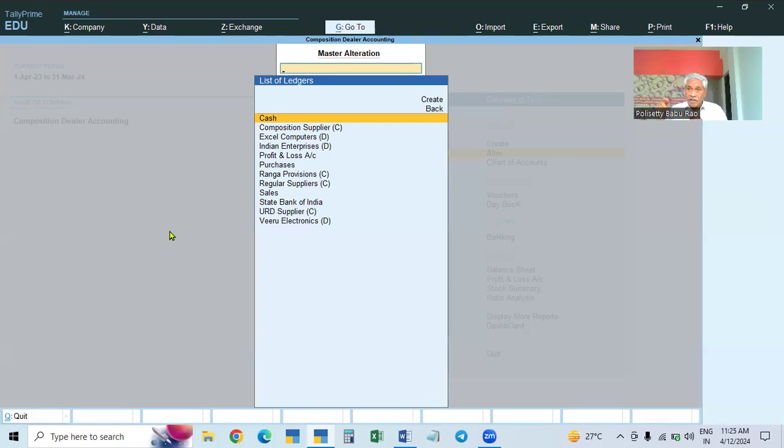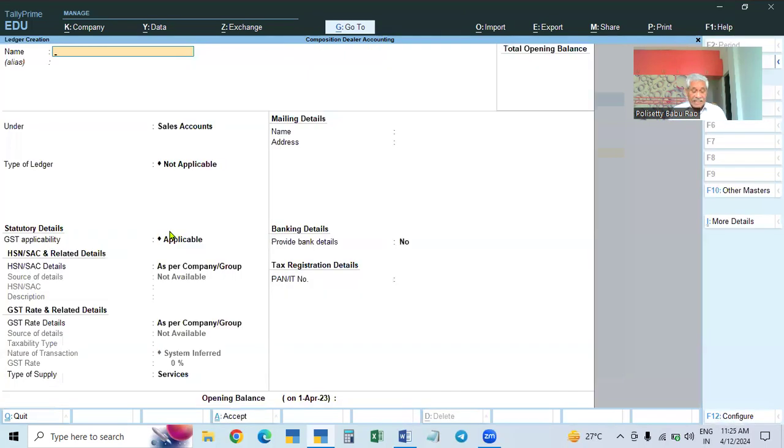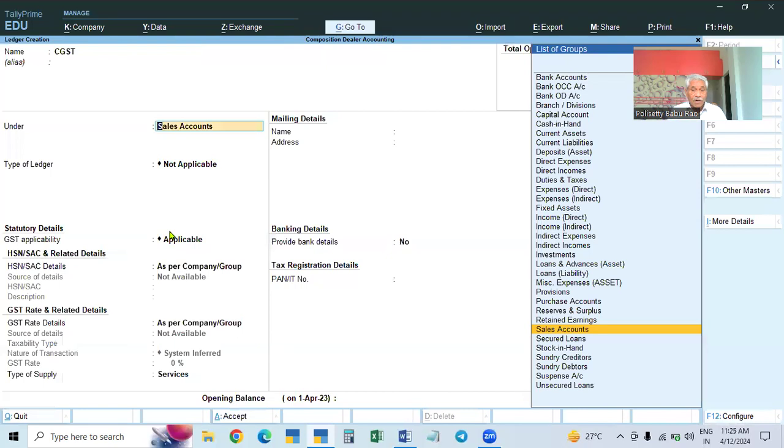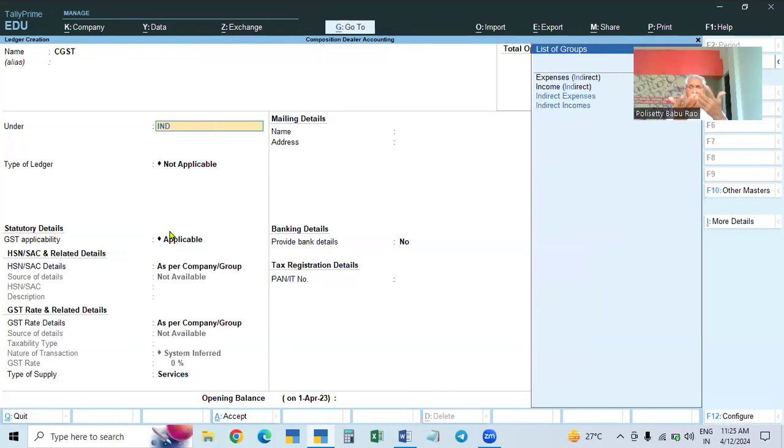But on the turnover, we have to pay to the government at a much lesser rate. For that purpose, we require CGST and SGST, no IGST, only local. So we have to create CGST and SGST. We will not create them under duties and taxes. We will create them as an expenditure, since we are paying from our bank.